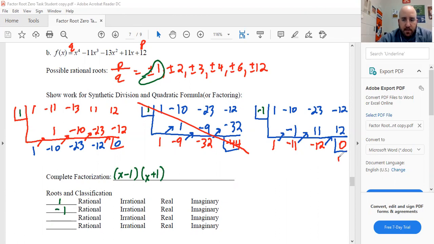All right. Remainder, constant, x to the first, x squared. So I have divided x to the 4th minus 11x cubed minus 13x squared plus 11x plus 12 by x minus 1 and x plus 1, and I'm left with x squared minus 11x minus 12.